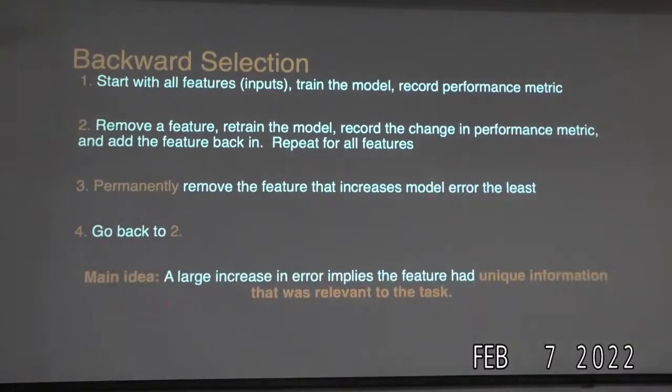So the idea here is that a large increase in error after we remove a feature from our model implies that that feature has unique information that was relevant to the task of cloud top pressure estimation. If there was a low error after we removed it, it might mean that feature was not useful, or it might mean its information was redundant among other channels, and the neural network is able to find another way to achieve similar performance.